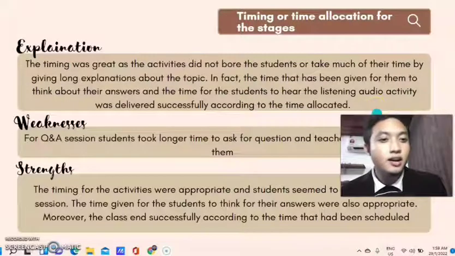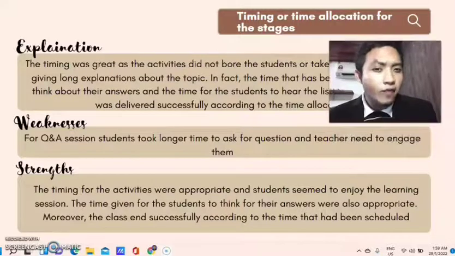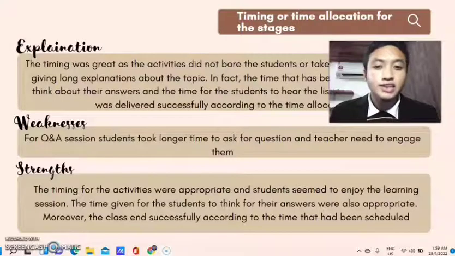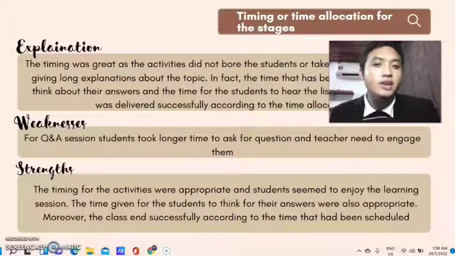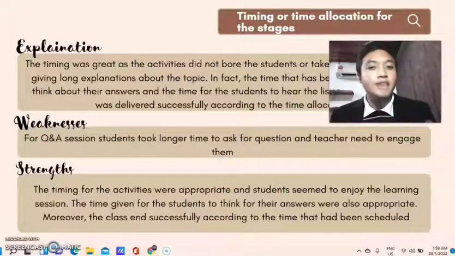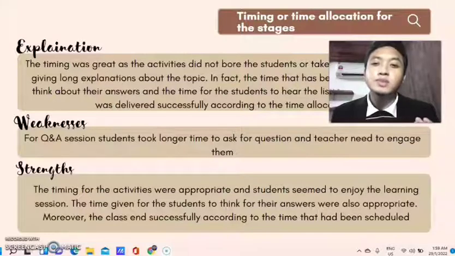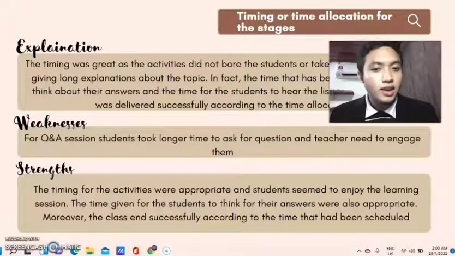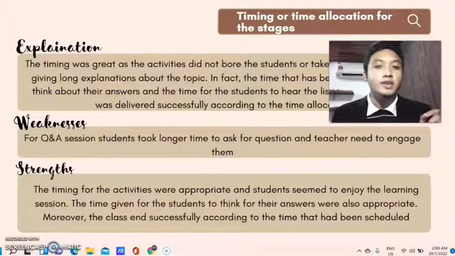But our Q&A session falls to the weakness point because for this session, students took a long time to ask a question and we needed to engage them by saying things like, "Do you have any questions regarding today's topic?" and so on. But overall, the timing was appropriate and the students seemed to enjoy the learning session. The time given for the students to answer questions was also appropriate and the class ended according to the time that had been scheduled.